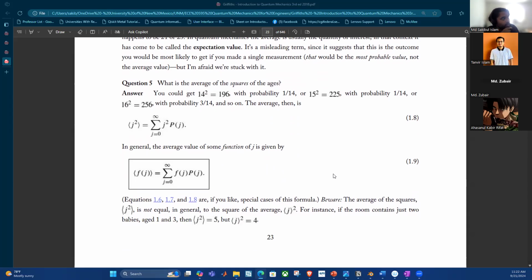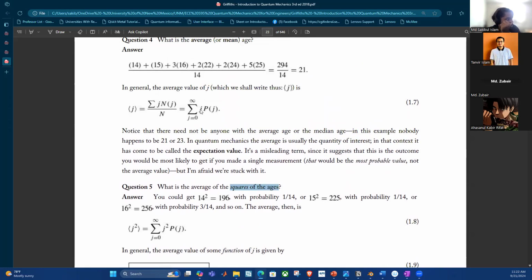So squares of the edges. That means it asks you to calculate the square of the edges. Look at the term, what does it say? It says squares of the edges. That means you should square your variable. Your variable is j, you should square it and you should average it. How can you do that?